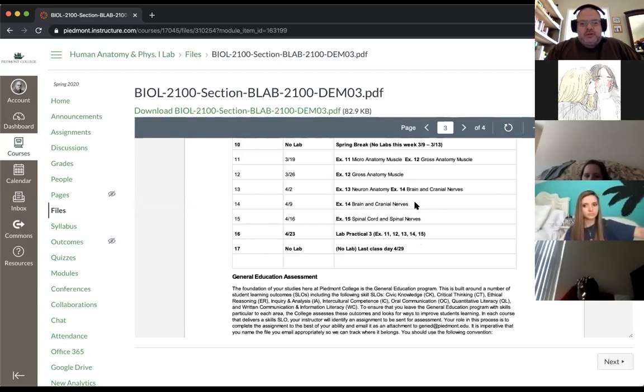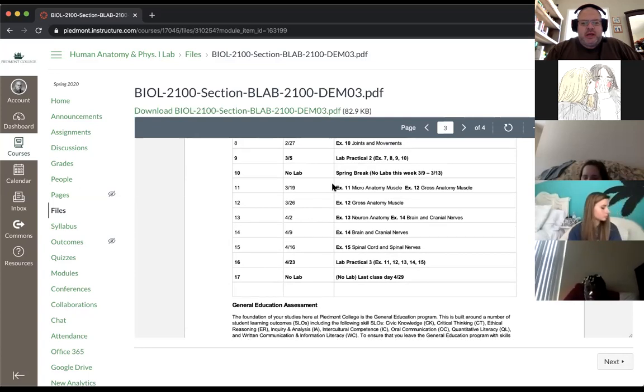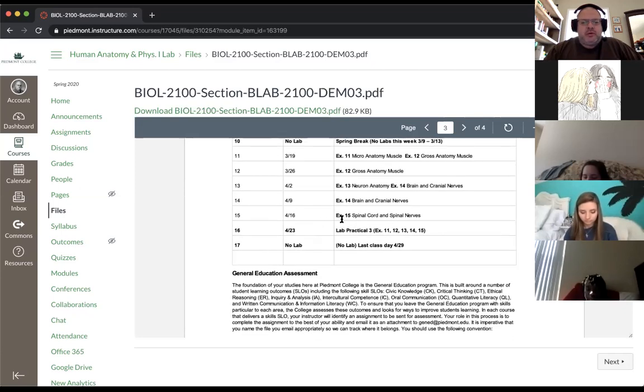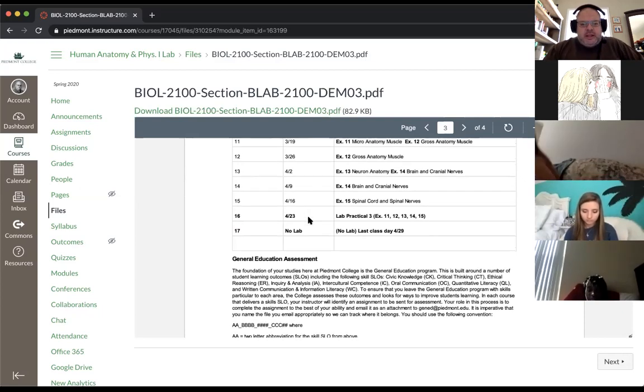So I think what we'll just do is go ahead and start with the spinal cord and spinal nerves and reflexes, and maybe do a kind of refresher next week. Basically everything is going to be on this practical, which will be muscle structure, gross anatomy of the muscles, neuron, brain and cranial nerve, spinal cord, spinal nerves, and I'm going to go ahead and throw in exercise 16 reflexes, and we'll talk about that today as well. And then next week on the 16th, we'll just review everything and give you guys a chance to ask questions, things like that.